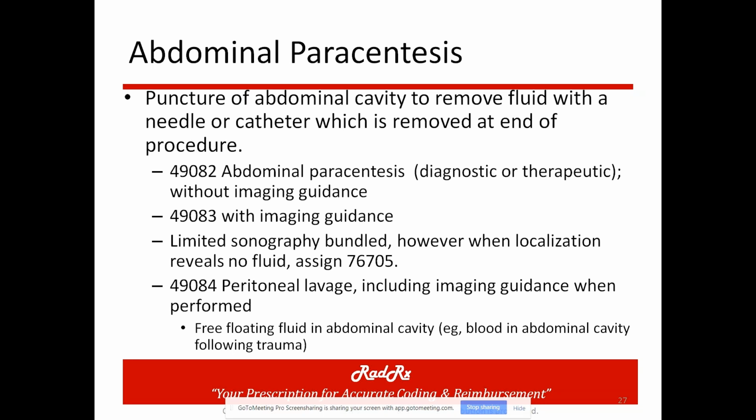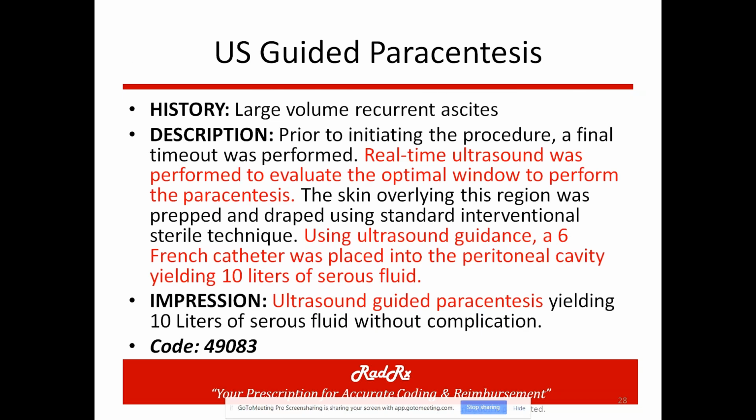And then we have code 49084, which kind of gets lumped in with these codes, sort of. What this is for is when a patient, let's say they come in and they've experienced trauma, they're in a car accident, and then they have blood that's in the abdominal cavity, then they will actually remove that from the abdominal cavity. And so that's the code that you would be looking at there.